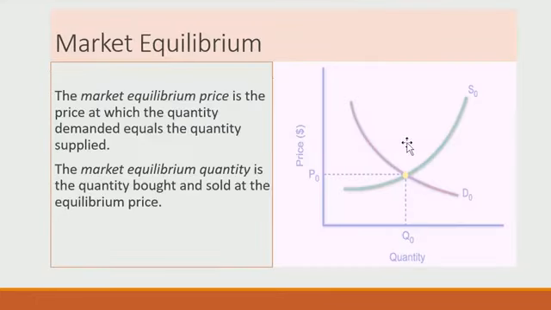So if you look at this picture, you can see the demand curve D0 intersects with supply curve S0 at this yellow dot, and this is the market equilibrium, which ensures an equilibrium price P0 and equilibrium quantity Q0. So at equilibrium, quantity demanded should equal the quantity supplied.